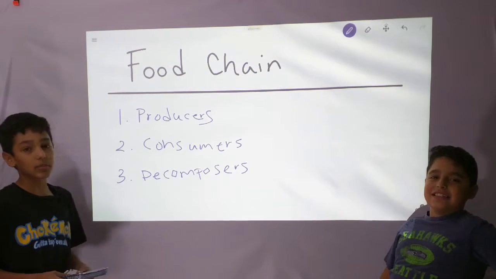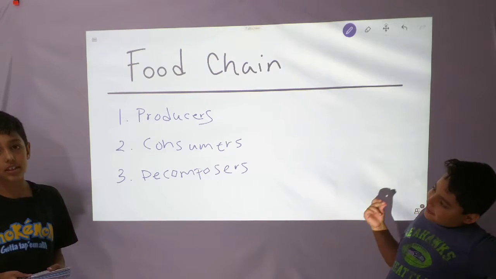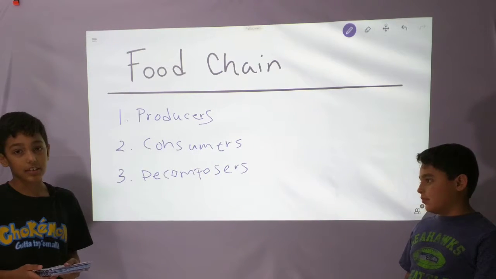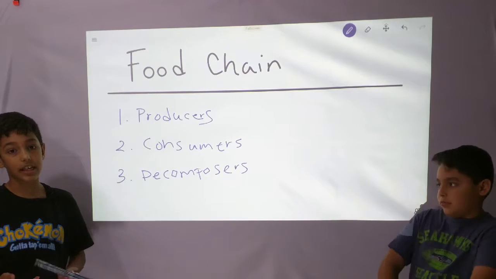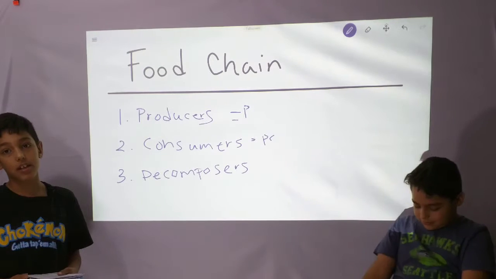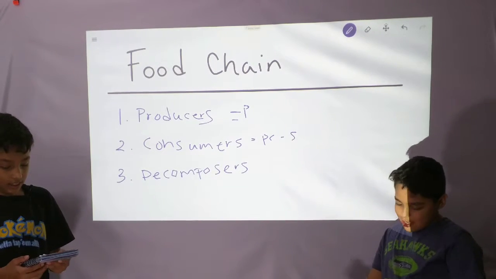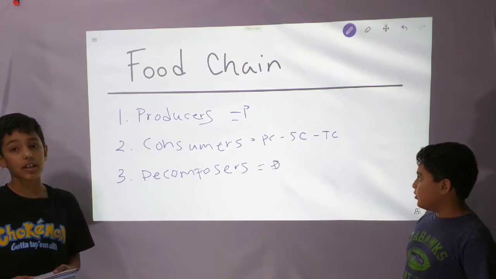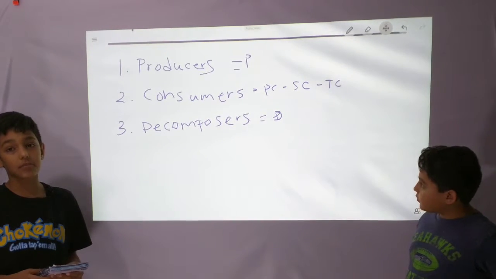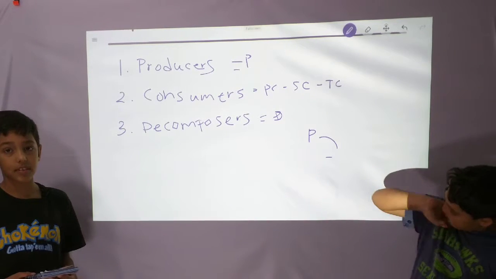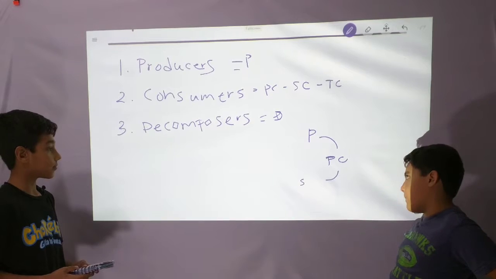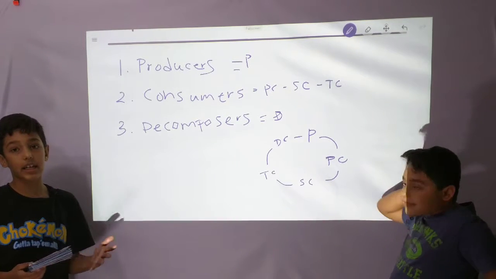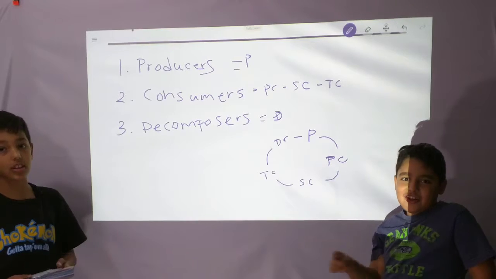And then the consumers, there's three consumers. There's primary consumers, which feed on the producers, and they're usually herbivores. Then there's secondary consumers that feed on primary consumers and or producers. So they can be carnivores or omnivores. Then there's tertiary consumers, which eat secondary consumers, primary consumers, and or producers. So they can be the same thing, carnivores or omnivores. And then there's decomposers. The decomposers decompose the dead animals and they give nutrients to the producers.